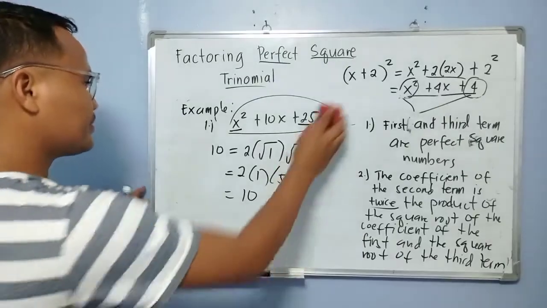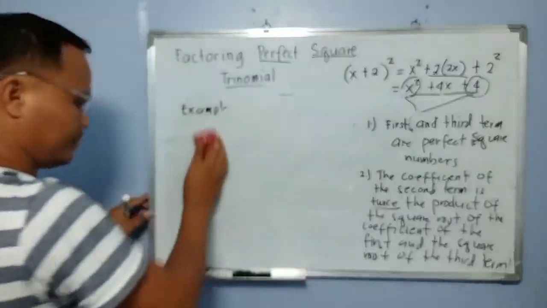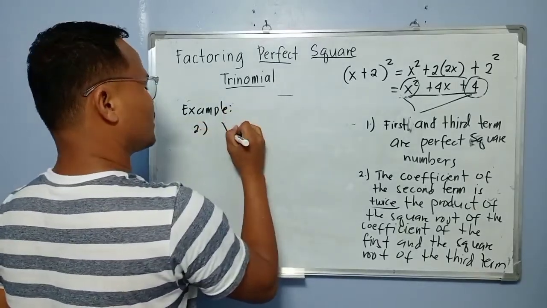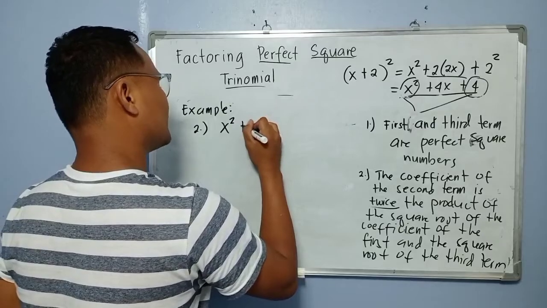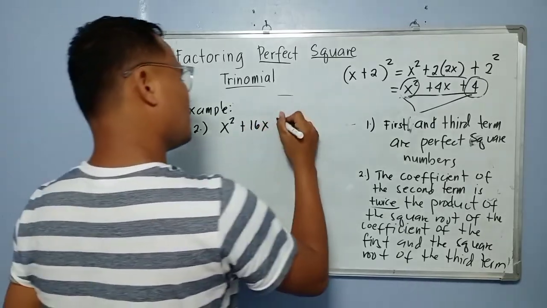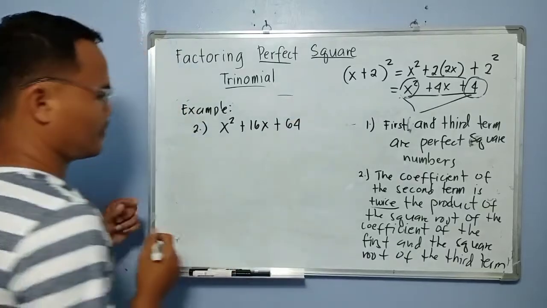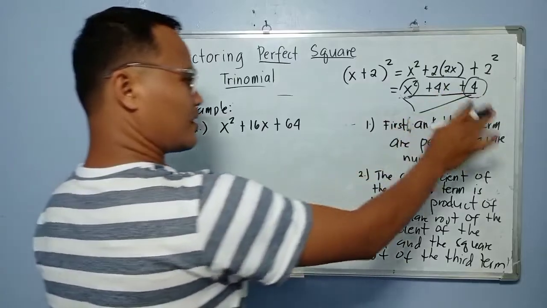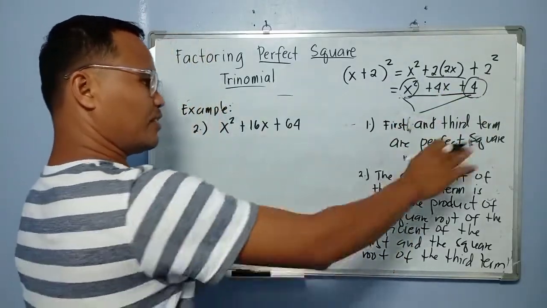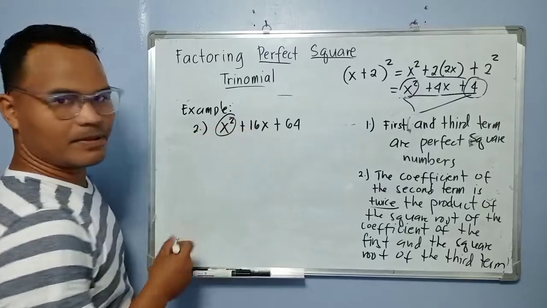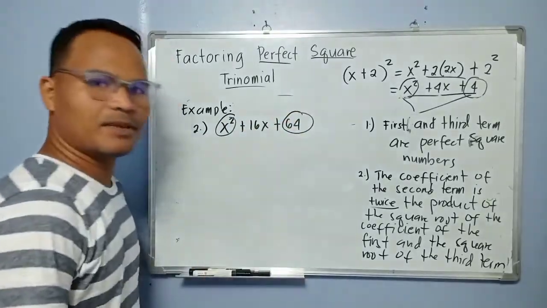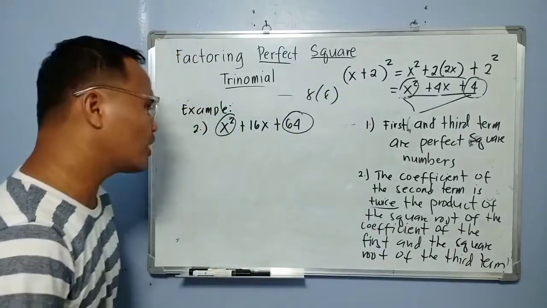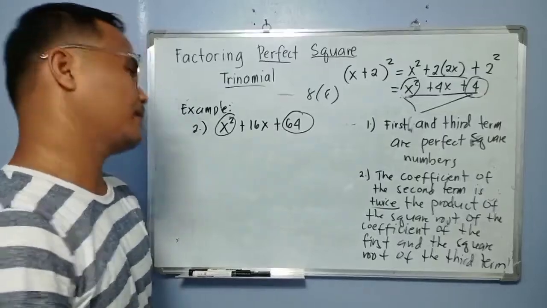Another example. Example number 2. We have here x squared plus 16x plus 64. Okay. Is this a perfect square trinomial? Let us check. First and the third are perfect square numbers. Is x squared a perfect square number? Yes. Is 64 a perfect square number? Yes. 64 is 8 squared, or 8 times 8. That is 64. So therefore, 64 is a perfect square number.